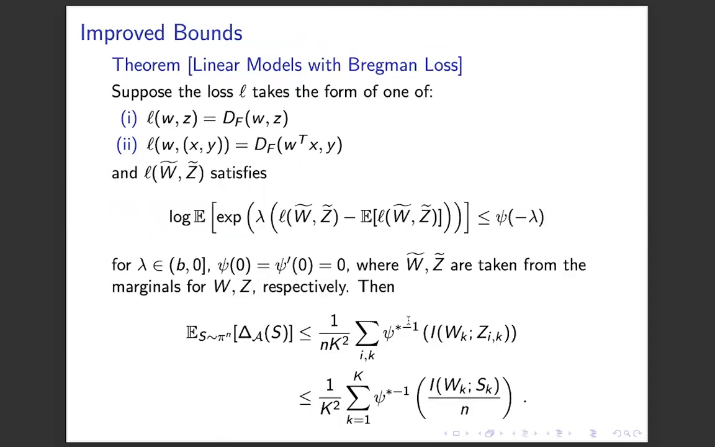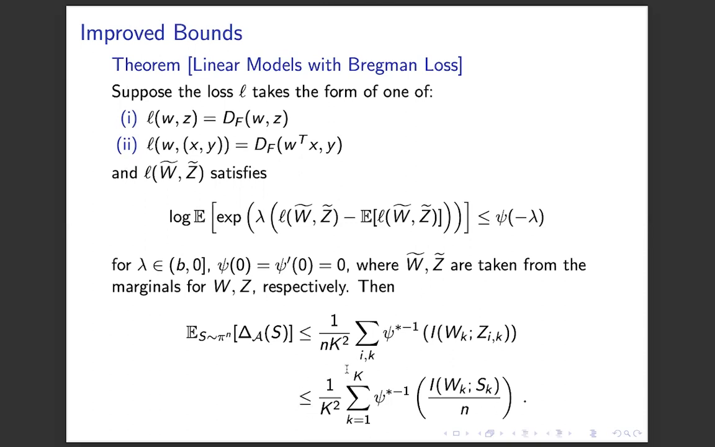So we've developed some improved bounds. Here's an example of what they look like. Here's a theorem for general Bregman loss. It can be any Bregman loss function for any convex function f, and for linear models, so basically in either of these two cases. We'll have some assumption on the tail of this loss random variable, similar to the previous theorem. But now here we get an upper bound on the expected generalization error that looks like this.